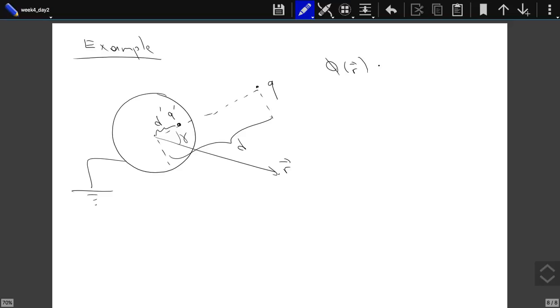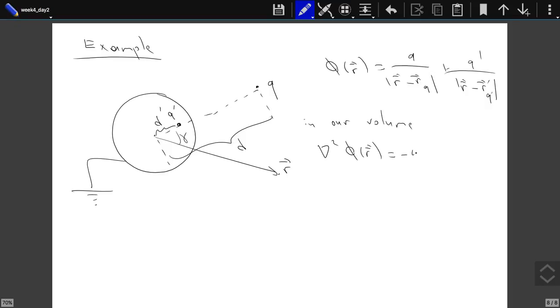Well, if this is the case, then the potential at R is nothing but Q over the magnitude of R minus the position of Q, plus Q prime over the magnitude of R minus the position of Q prime. Well, it automatically satisfies my Poisson equation. In our volume, the Laplacian of phi is nothing but minus 4 pi times the three-dimensional Dirac delta of R minus R_Q. The other term also gives a Dirac delta, but its argument is 0 only outside my volume. So in my volume, the other Dirac delta is always 0. Okay, it satisfies the Poisson equation.